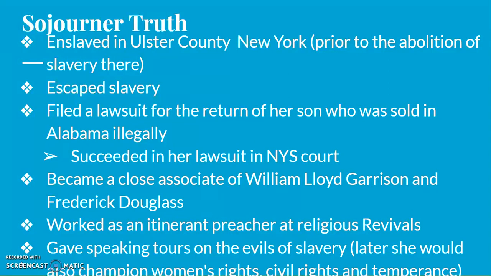Now, eventually, Sojourner Truth escapes slavery. The Van Wagners, a family that she came to befriend, helped her secure her freedom and bought her freedom. And after that, she went on to file a lawsuit for the return of her son from her former owner, who had been sold illegally into Alabama.